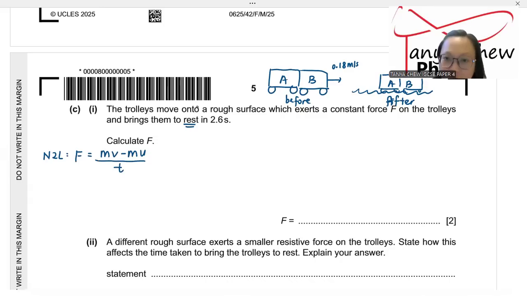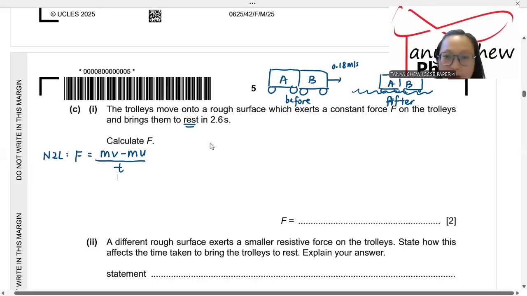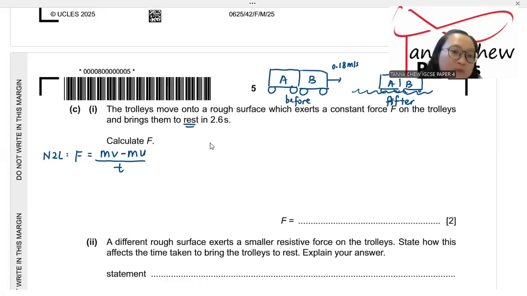So the momentum before, the 0.18, is the momentum before of the two trolleys. But you have to bear in mind that the mass must be the total mass of the two trolleys. So I'm going to use this to solve it. You can also use F equals ma, no worries with that, but a is equal to (v minus u) over t. So it is actually the same thing that we are using. But when I write this down based on Newton's second law, rate of change of momentum is equal to force, I will save a little bit of writing.